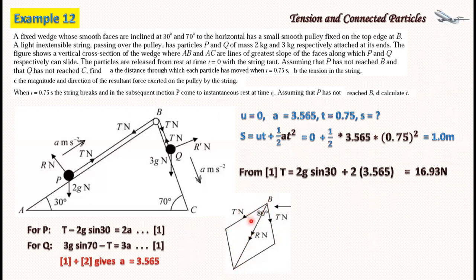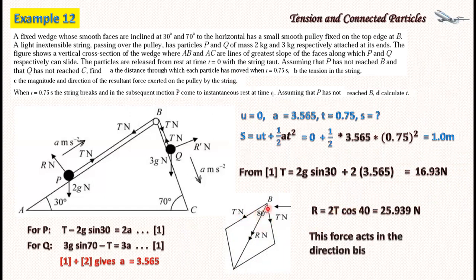And now we have T cos 40, T cos 40. So that will give us 2T cos 40 because these components for this tension, you have T cos 40, this other component have T cos 40. That will be the result. In these other directions, they will cancel out. Right, so that gives us the normal reaction on the pulley to be 25.939 newtons. Now let's move to this part where the string breaks.